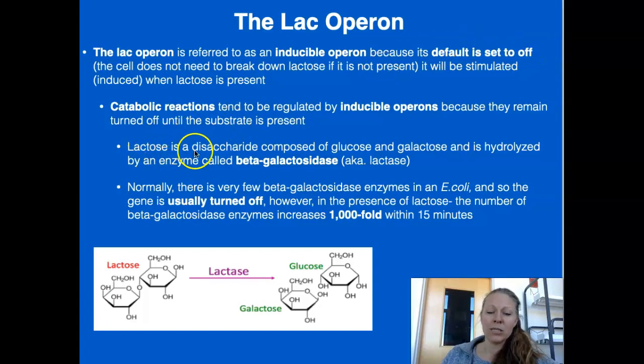So lactose is a disaccharide, and it's composed of glucose and galactose, and it is broken down by an enzyme called beta-galactosidase, aka lactase. So normally there are very few of these lactases in the E. coli. So the gene is usually turned off.